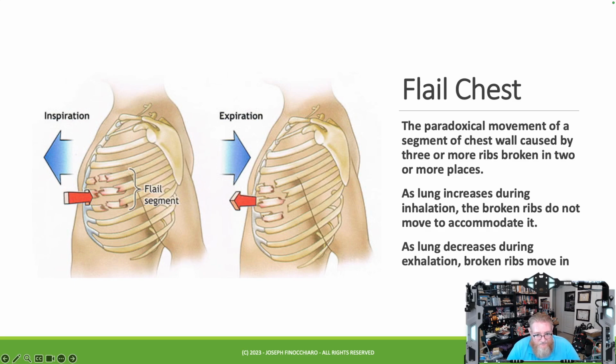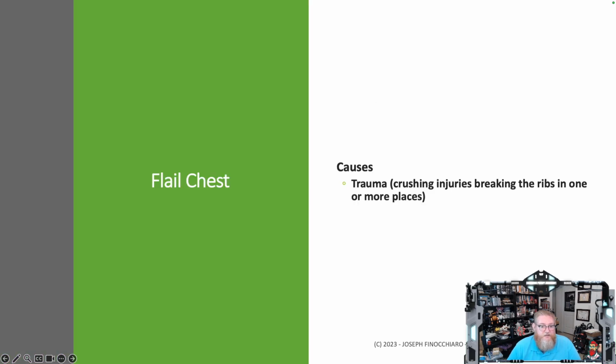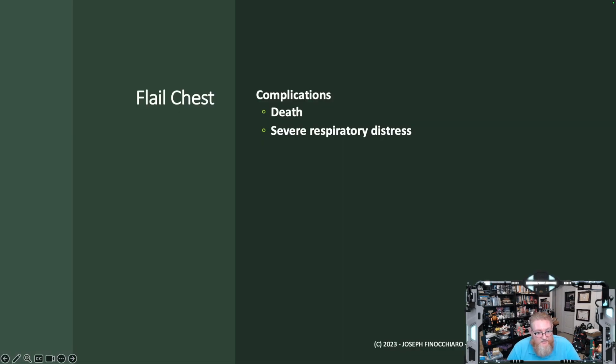Flail chest, the paradoxical movement of a segment of chest wall caused by 3 or more broken ribs in 2 or more places. As the lung increases during inhalation, the broken ribs do not move to accommodate it. As the lung decreases during exhalation, the broken ribs move in. Causes of flail chest are trauma, crushing injuries breaking the ribs in one or more places. Complications include severe respiratory distress and death.